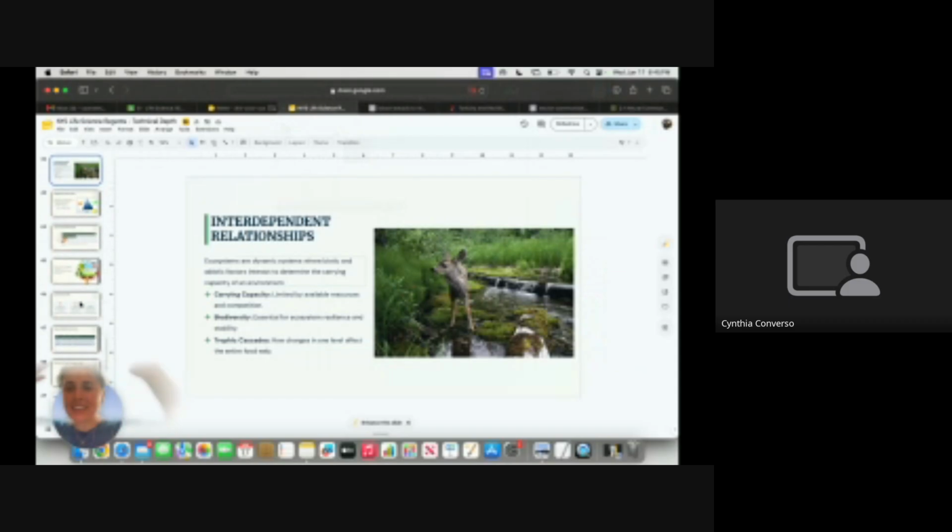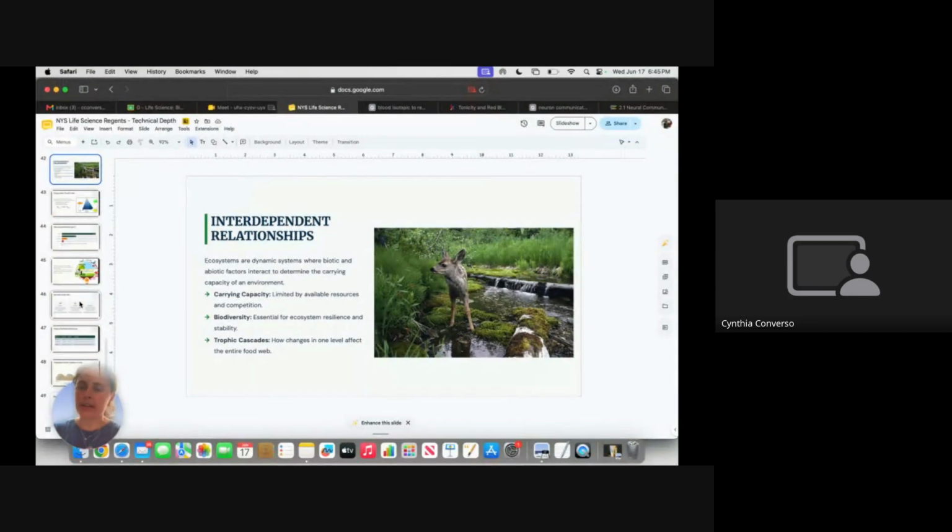All right, ecosystems are these dynamic systems. All right, they're always changing, they're evolving like species do. Ecosystems evolve as well. And this is where all of the biotic, all of the life, and all of the abiotic, the non-living factors, interact with each other and determine the interactions in that ecosystem. One of the important things that we talked about when it comes to ecosystems is the carrying capacity of the ecosystem.